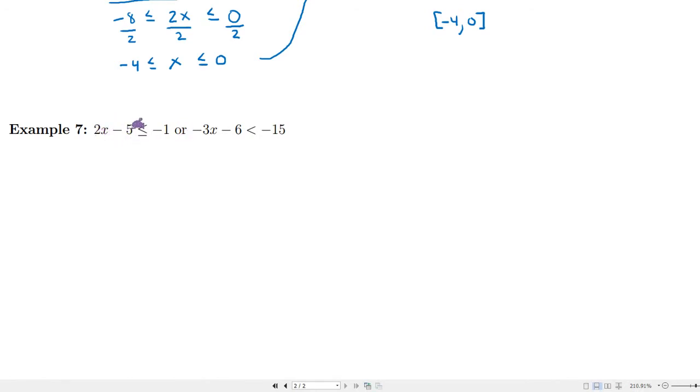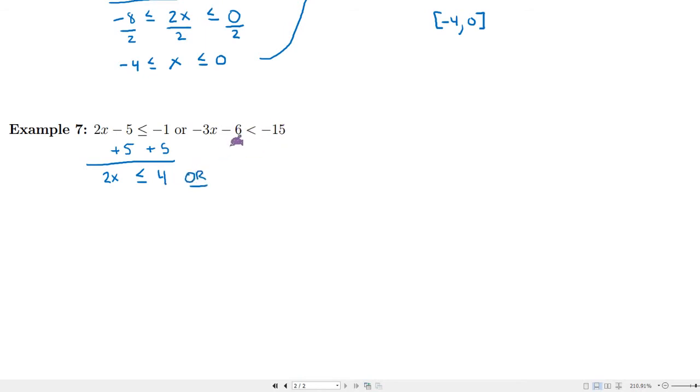So what do we do here? Well, we're trying to isolate the x as always. So let's bring the 5 over here. Let's add 5. So we're left with 2x on this side, the 5 and the -5 cancel, less than or equal to, and that'll be 4. Okay, so that's one of them.